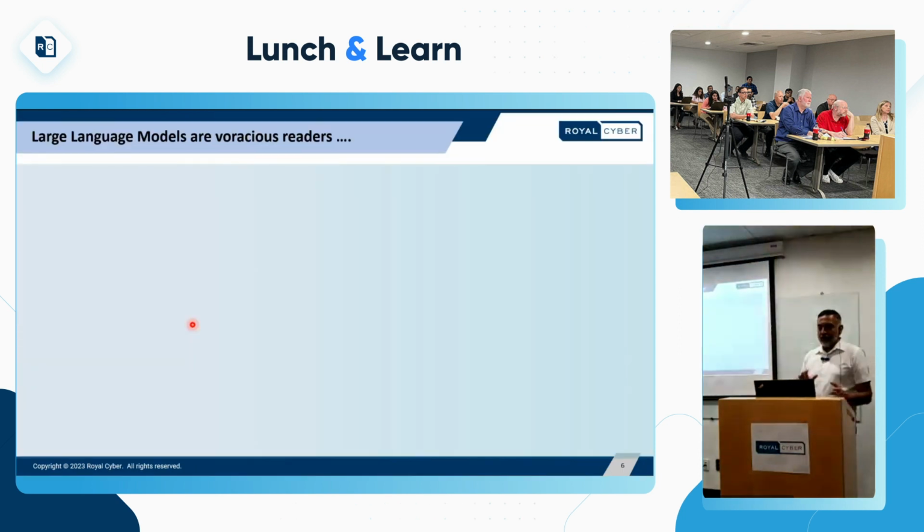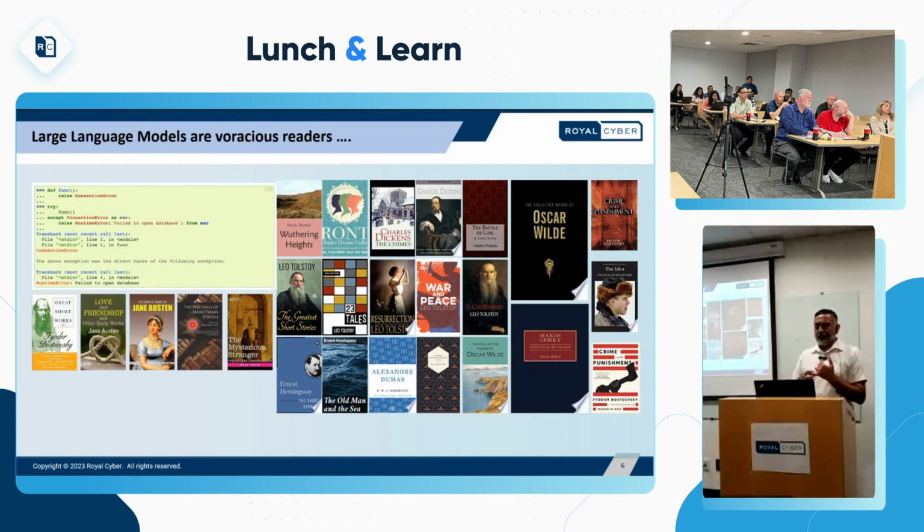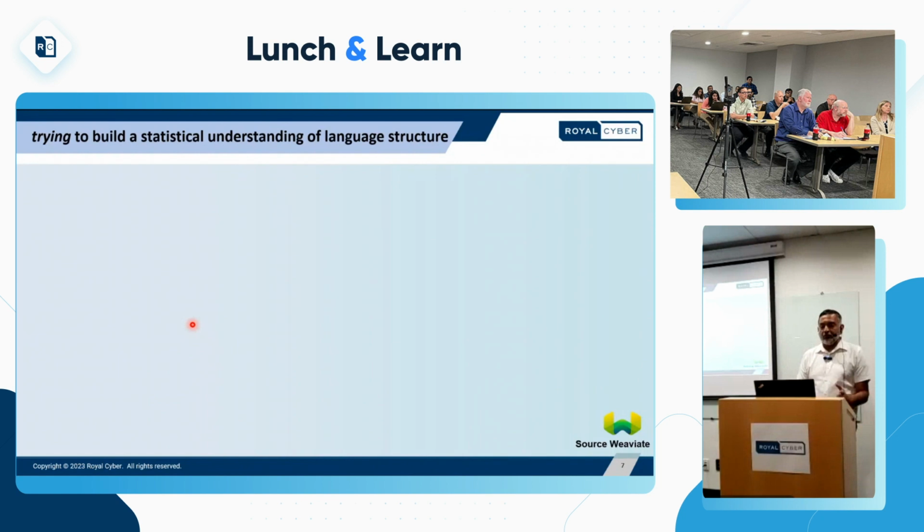Large language models are voracious readers, right? What that means is they read code, books, chats, Wikipedia, every single thing you can think of. They are just continuously reading, and they are trying to build a statistical understanding of the language structure.